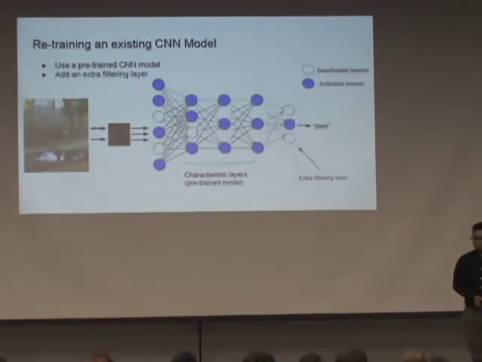So for this, we modified the output layer. We retrain the output layer in order to only get the results that we care about. In this case, the output layer successfully filtered out all the results but deer.